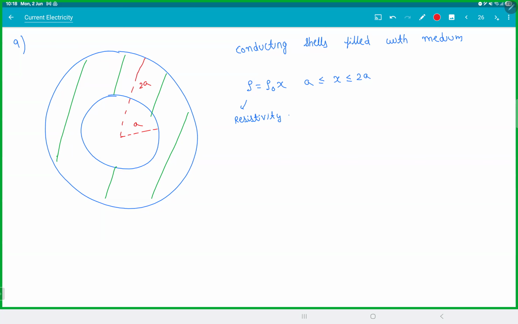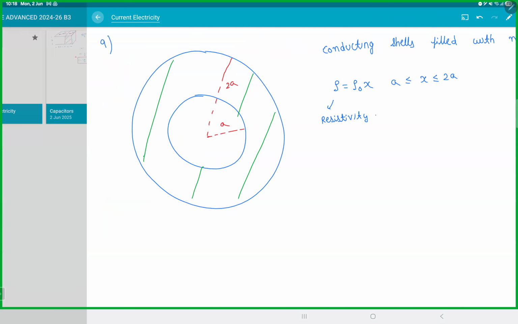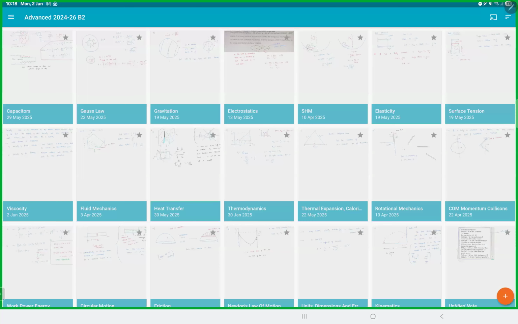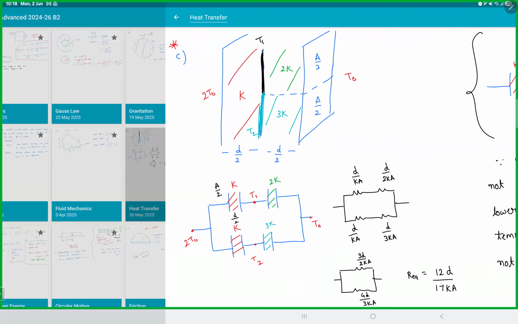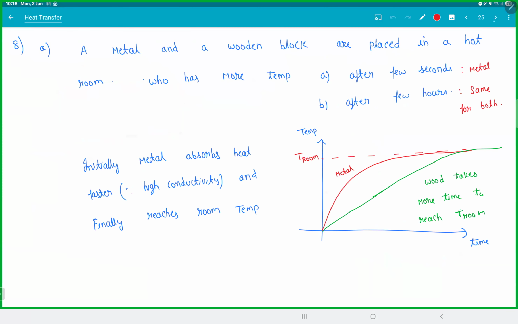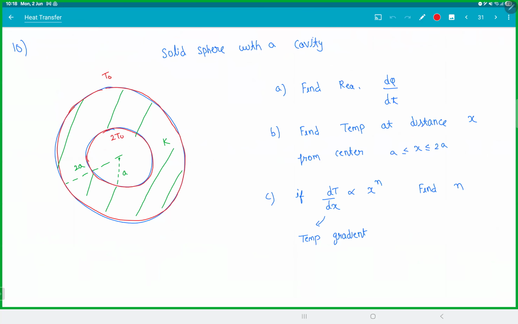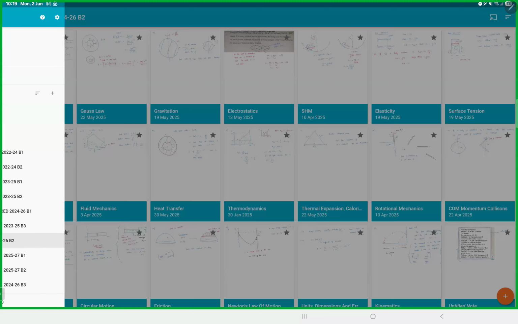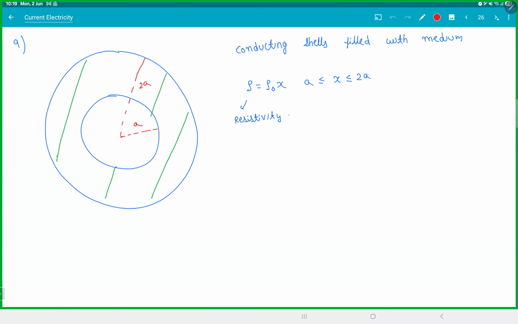Do you guys remember where we have done something like this? In heat transfer, when we did conduction, we had questions like this. Remember this one? Inner temperature was 2 T naught, outer temperature was T naught. It was the same story. Exact same thing, but now it's current. And I changed the resistivity here. And then what you did, you are connecting this to the ground.